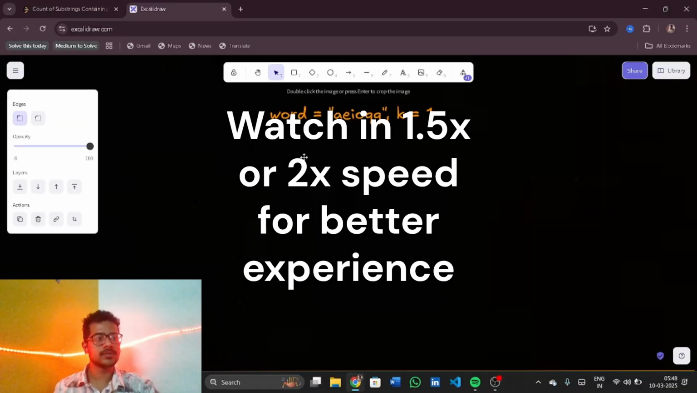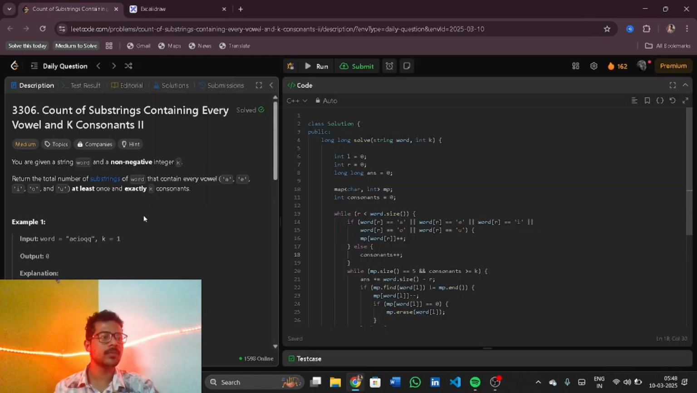Hello everyone, let us now discuss today's LeetCode POTD problem. Count of substrings containing every vowel and k consonants too. So we are asked with returning count of substrings which are having every vowel and k consonants too. We are given with a word and we are given with integer k.